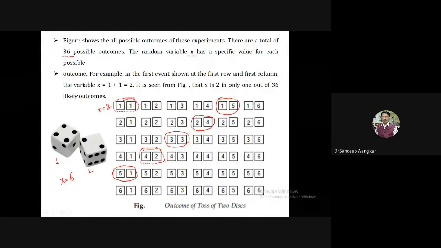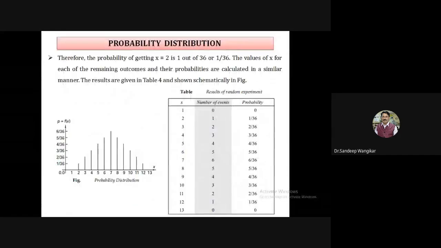Now we will move to the next table. We will get x is equal to 2 only one time, and we will get x is equal to 6 five times. In a similar way, the probability of x is equal to 2 is 1 out of 36.